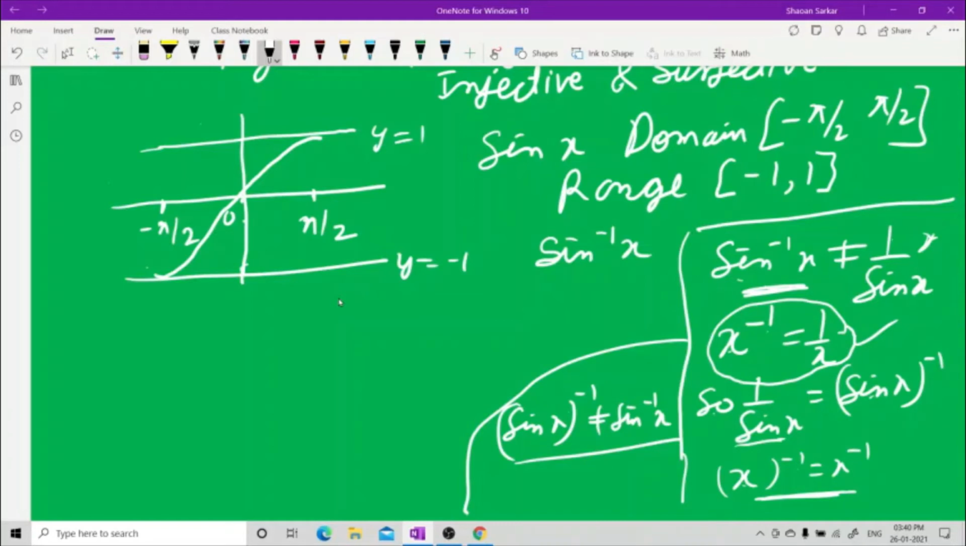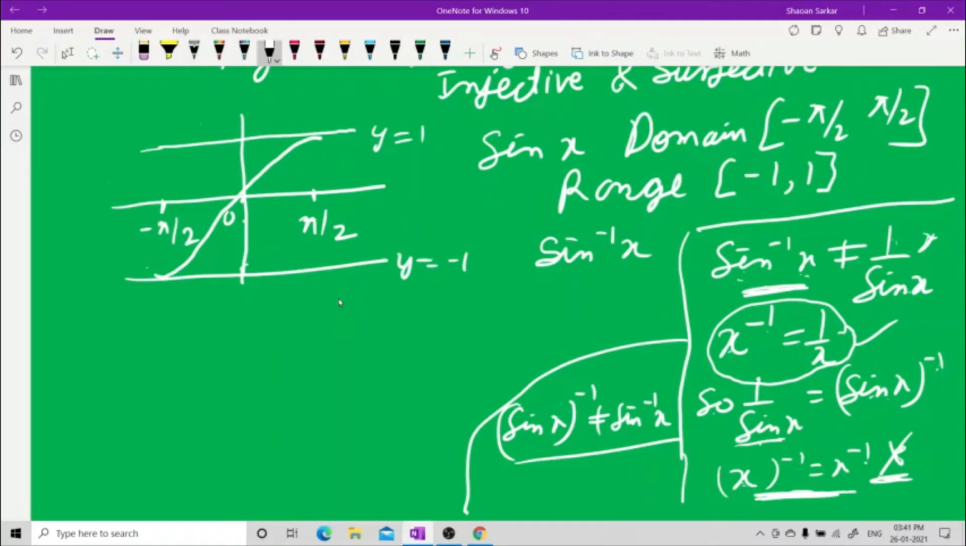Pause this. Understand this. I'm re-explaining this again. Sine inverse x is not equal to 1 upon sine x. As in smaller classes, you used to write x inverse is 1 upon x. That is not possible for trigonometric functions. So 1 upon sine x is sine x whole inverse. Then do not multiply this inverse inside, like you do in smaller classes, x whole inverse minus 1 is x inverse. This operation is not possible in case of trigonometric functions.